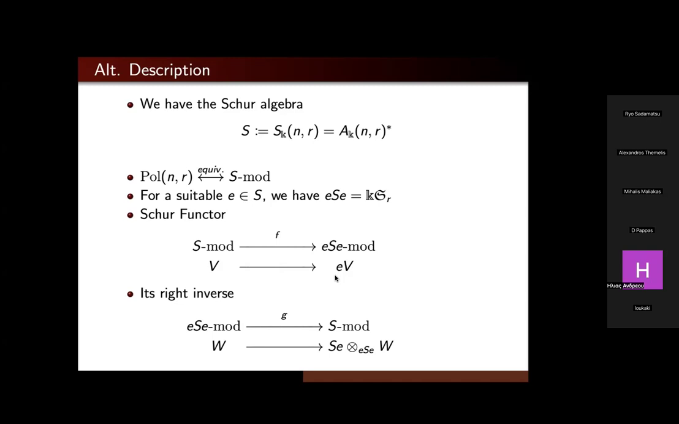Of course, for this, you don't need to find this suitable idempotent in order to do this picture about the Schur functor and the right inverse. It works for every idempotent that you want. However, you need to find the suitable idempotent in order to make the identification with the group algebra of the symmetric group.